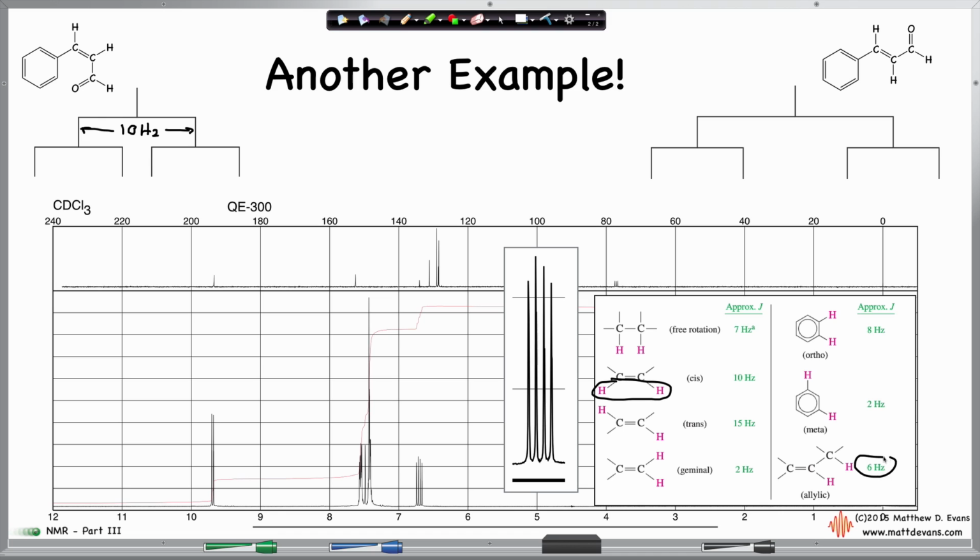So it's 6 hertz. Okay, so it's a hydrogen that's one carbon removed from the allylic position, so that would be this one. Although that's just a guess that it's 6 hertz, but it works. So the gap here is 6 hertz, and of course 6 hertz here.